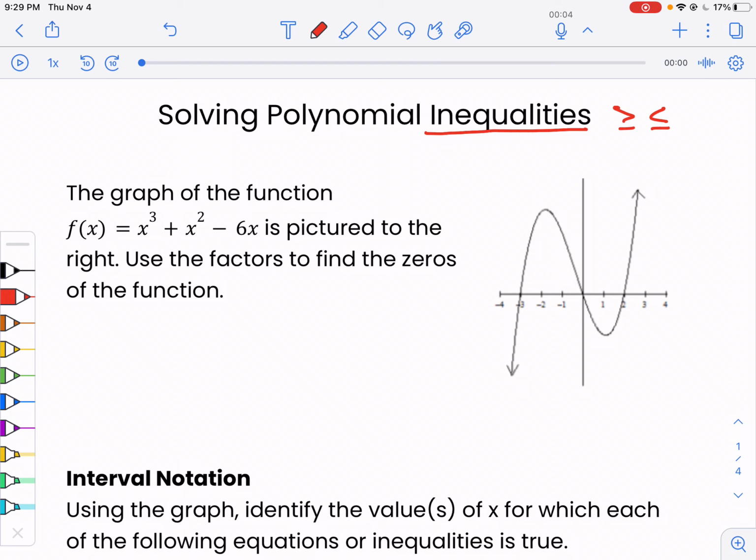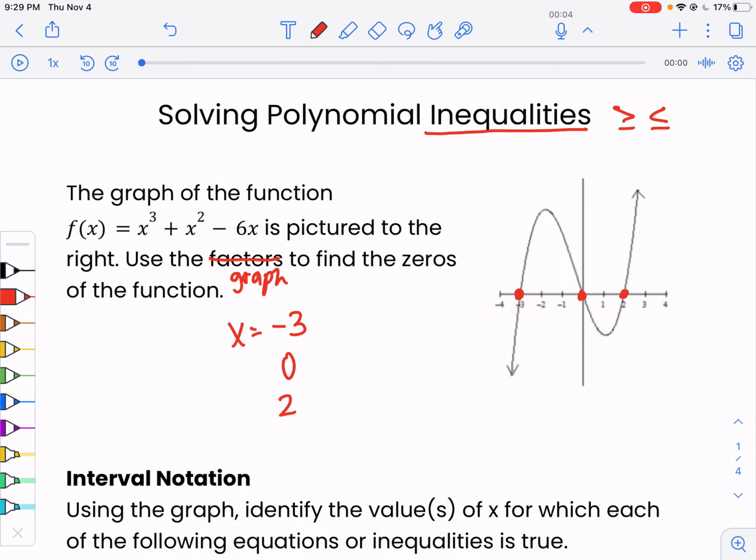It says the graph of the function is pictured to the right. Use the factors to find the zeros of the function. We're actually going to use the graph instead of the factors. We see the zeros here at -3, at 0, and at 2.